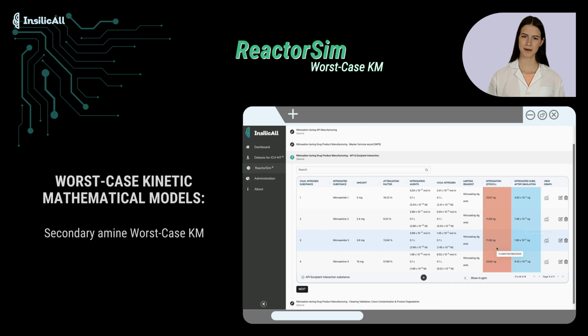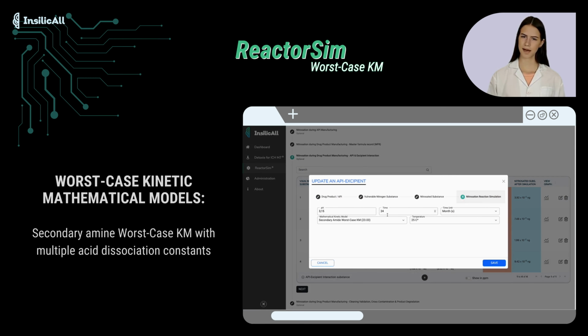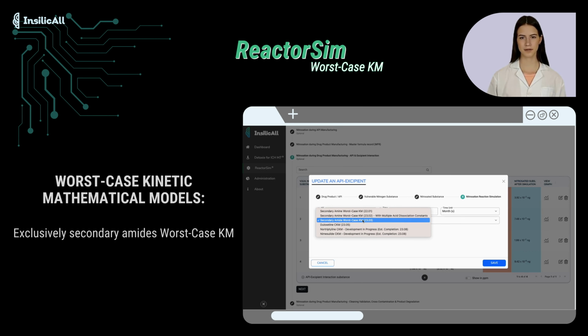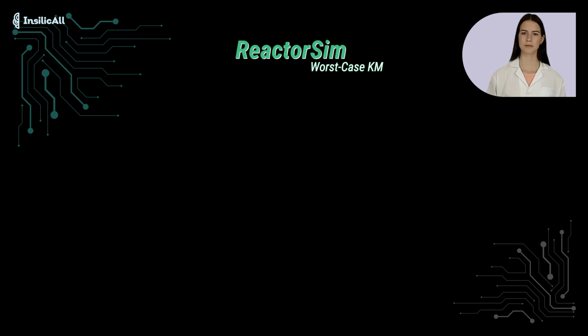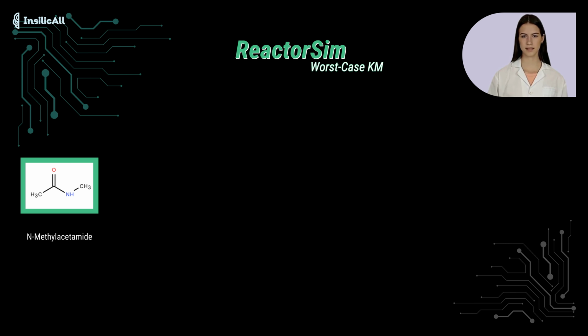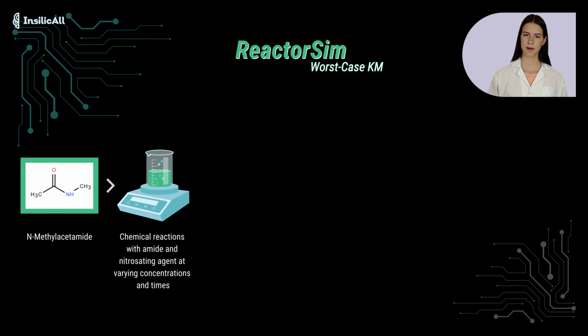Three worst-case kinetic models are included in ReactorSim, one for secondary amines with limited acidic and basic groups, another dedicated to secondary amines featuring multiple acid dissociation constants for complex structures, and a distinct model exclusively tailored for secondary amides. The experts at InSilico meticulously created a worst-case kinetic model for secondary amides using a series of chemical reactions between methylacetamide and the nitrosating agent.